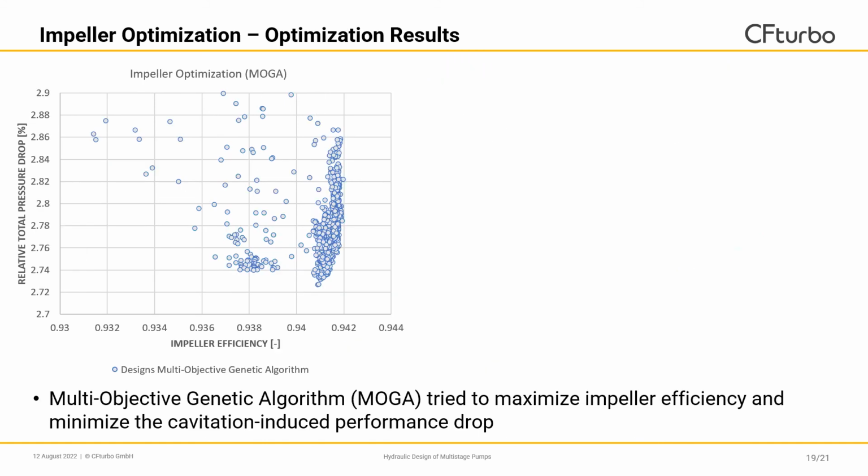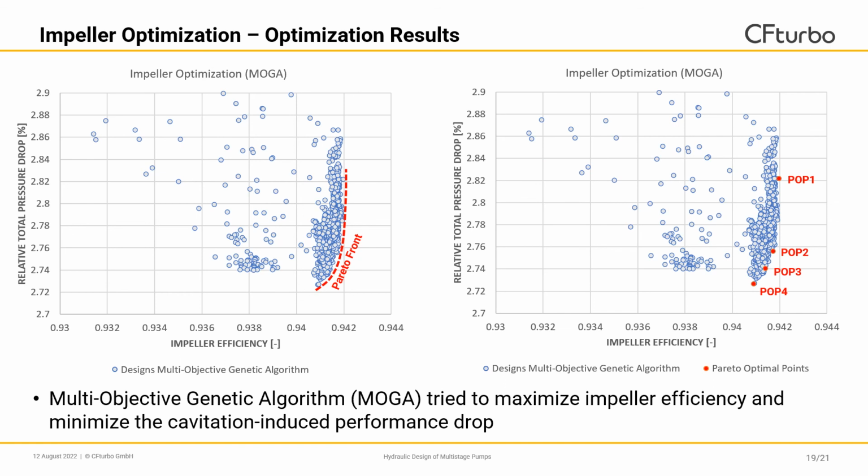So let's take a look at the final data of the optimization. As the multi-objective genetic algorithm progressed, it tried to maximize the impeller efficiency and minimize the cavitation-induced performance drop. And as we can see from this data, the design sort of hit a barrier where the optimization algorithm is not able to further improve the design. And we said, okay, this is probably going to be our Pareto front. And from this Pareto front, we selected 4 Pareto optimal points to further conduct additional analysis on these designs.